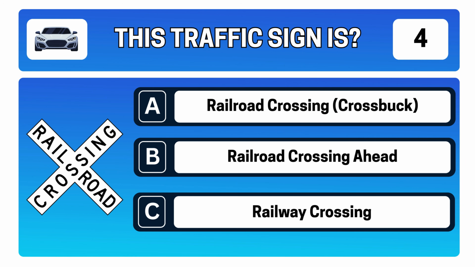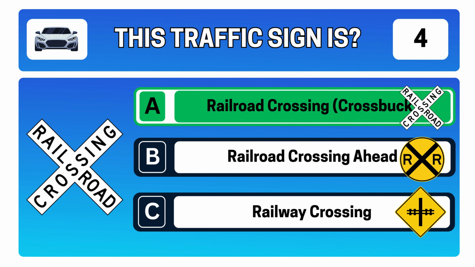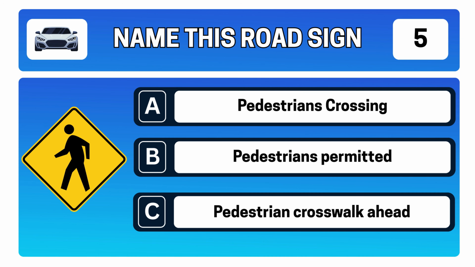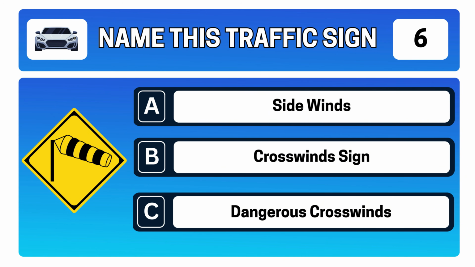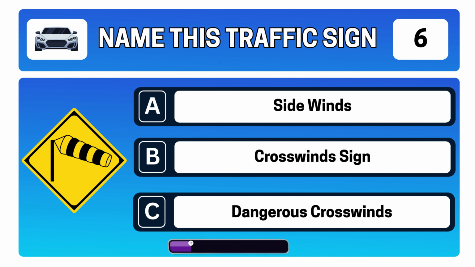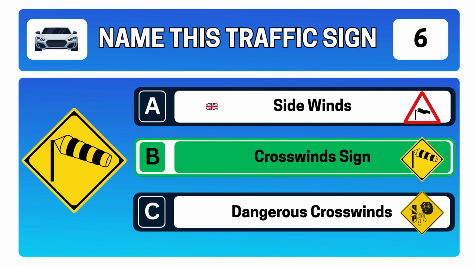This traffic sign is? Well spotted. This is the railroad crossing crossbuck sign. Name this road sign. Nicely done. This is the pedestrians crossing sign. Name this traffic sign. Great! This is the crosswinds warning sign.